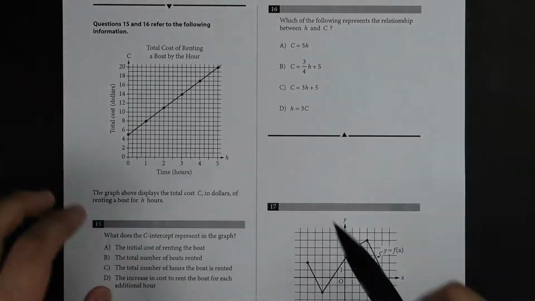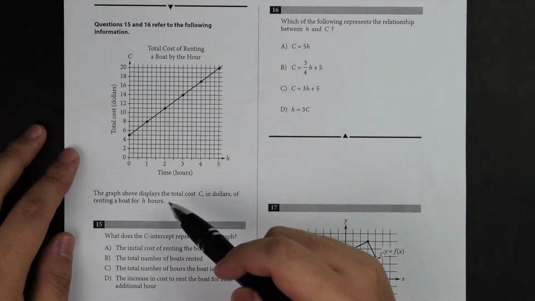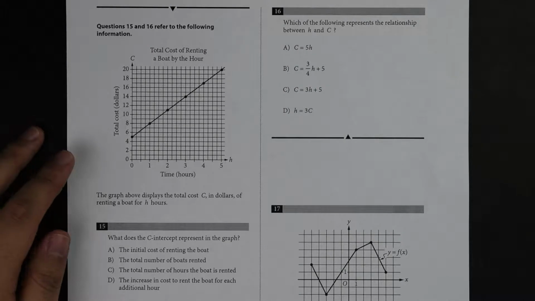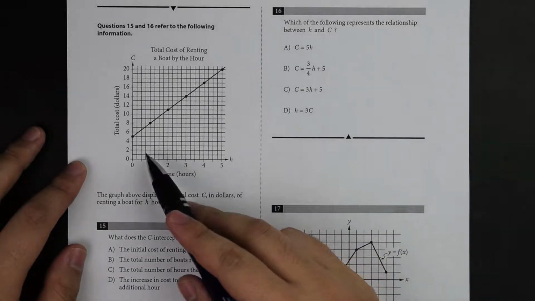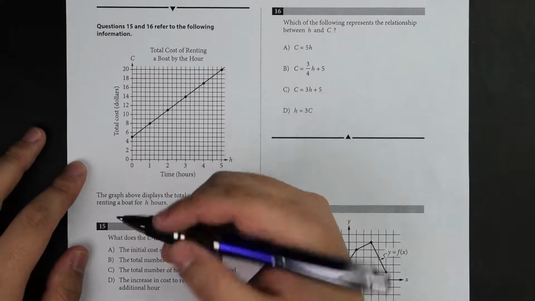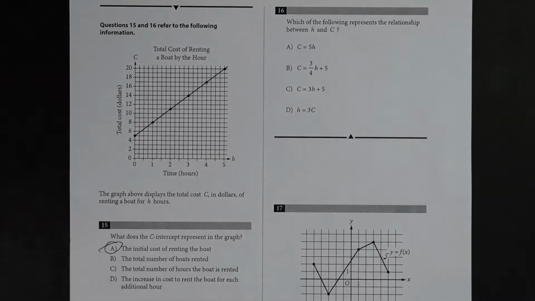So for number 15, the question shows the cost C in renting. What does the C-intercept represent in this graph? So for number 15, my final answer is A. And I'm going to go ahead and explain to you how I was able to get to this answer.